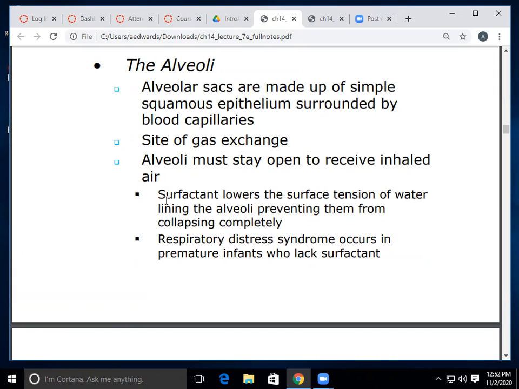All right, respiratory distress syndrome happens when you have premature infants and they either don't have or are not able to make surfactant. Okay, so that means their alveoli are going to close up and they're in respiratory distress at that point, right? Because they can't get oxygen.